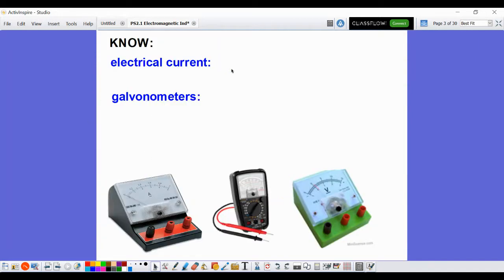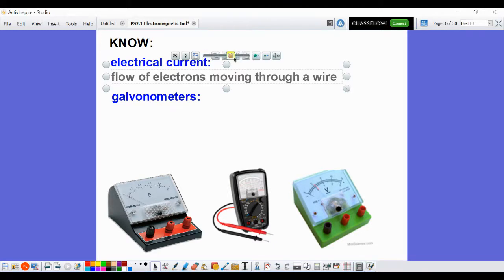Okay. So a couple of things we need to know, and of course you should already know what electrical current is. We've been talking about it, but since we're producing it this time, we're going to be very specific about what it is. It is a flow of electrons moving through a wire. So I want you to write that down in a text box in Cami there. So it's a flow of electrons moving through a wire. And when those electrons are moving through a wire, we're going to end up with the magnetic field that is produced in this particular instance.